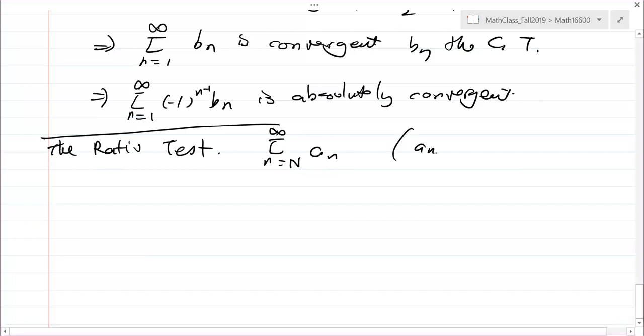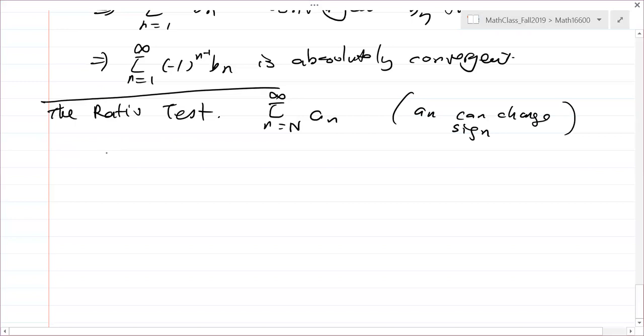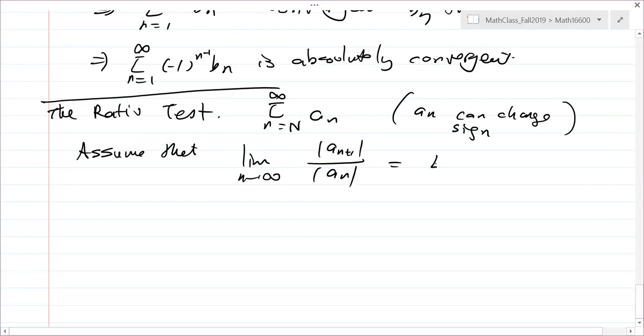I put a note here. a_n can change signs. Could be negative, could be positive. All right, so now we assume that the limit as n approaches infinity of the absolute value of a_(n+1) over a_n is L. So this is L, could be finite, could be infinite. Anyway, it exists. Clearly it's positive or zero, right? L could be greater than zero and less than infinity.